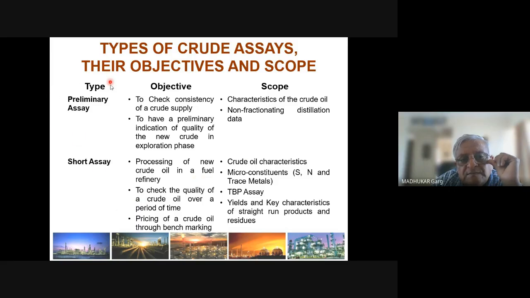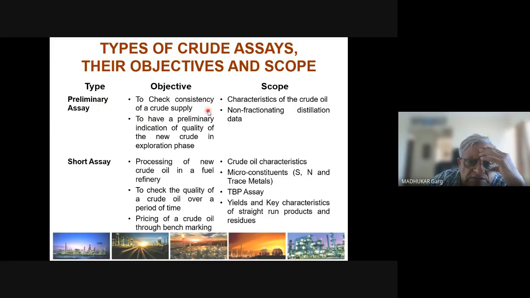One is called a preliminary assay, which is just to get a rough idea as to what this crude oil is. So the objective is to check the consistency of crude supply and have a preliminary indication. So this is what I mentioned: these 5 or 6 parameters that we estimate. Because of confidentiality, I cannot tell you these parameters, what we actually do when a new cargo arrives at Jamnagar. But that is just to check the consistency. So that is the preliminary assay.